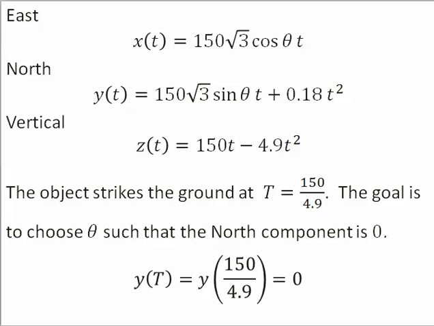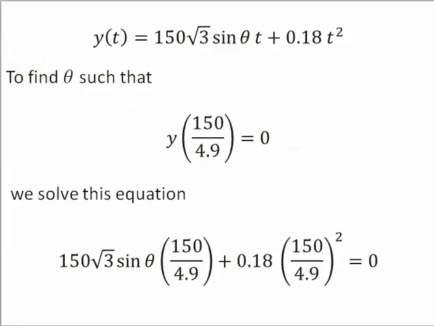The goal now is to choose theta such that the north component, y, is equal to 0. So for y, we put in 150 divided by 4.9, and we set that equal to 0. When it strikes the ground, we want y to be 0. And what will theta have to be in that situation? So the rest is solving for theta.